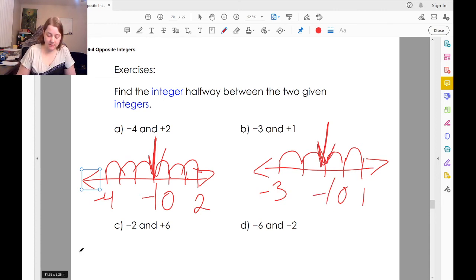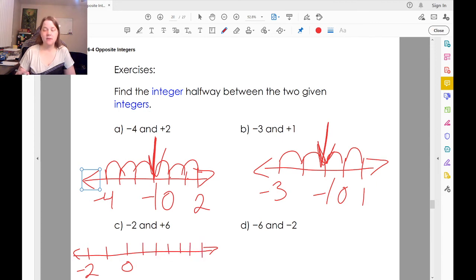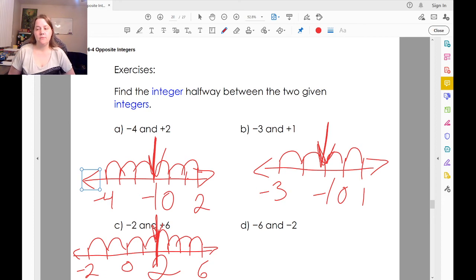-2 and 6. -2, -1, 0, 1, 2, 3, 4, 5, 6. These would all be even in a perfect world. Step in, step in, step in, step in, step in, step in, step in, step in. And we can see that our midpoint is 0, 1. Our midpoint is +2.